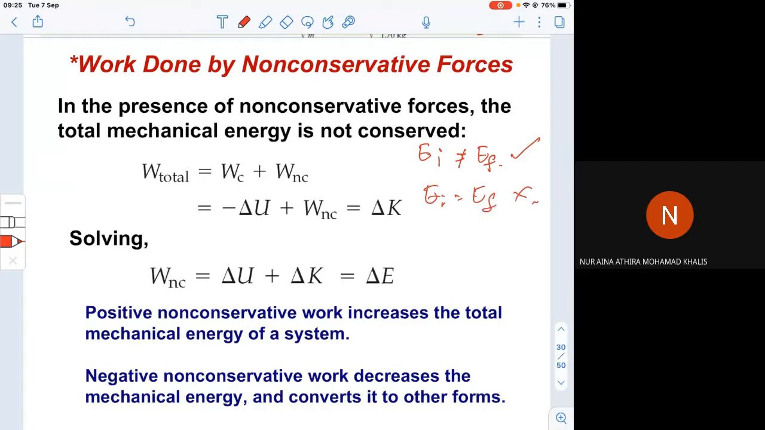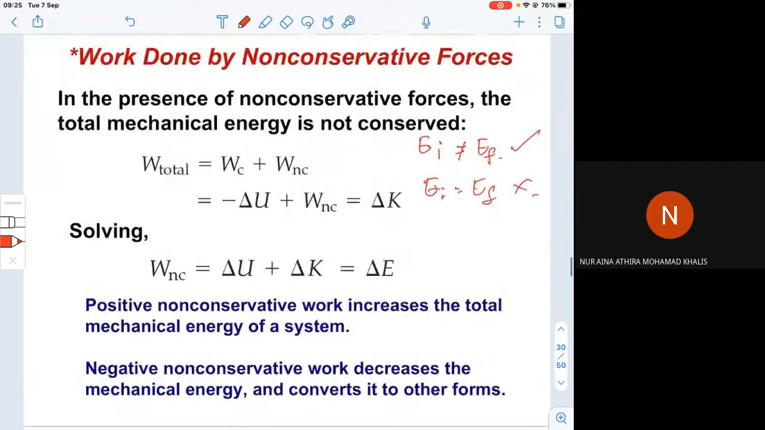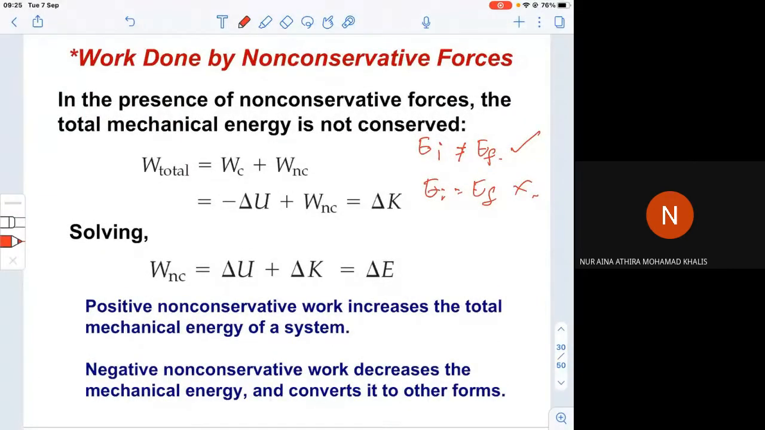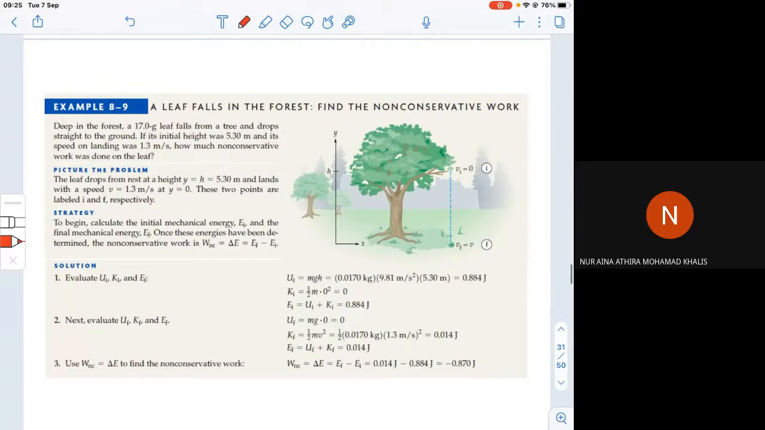Okay, because we need to account for what the non-conservative forces do. Positive non-conservative work increases the total mechanical energy, while negative non-conservative work decreases the mechanical energy, which can be converted into other forms. So let's look at an example of non-conservative forces.